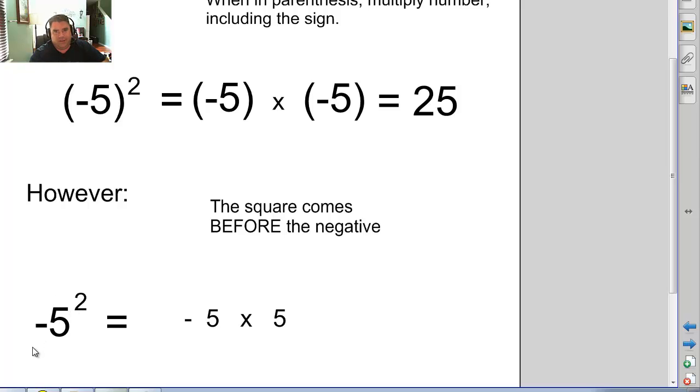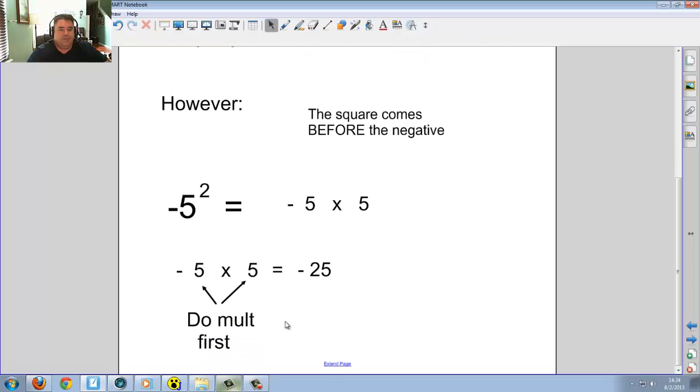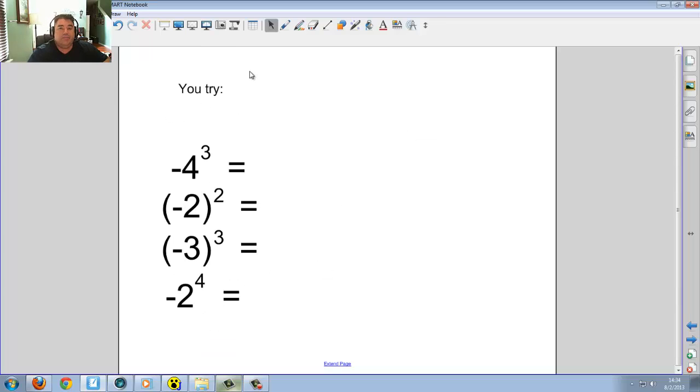Then the negative gets to take a turn. So you have to take 5 times 5, which makes 25, and the negative waits and turns into a negative. You have to do the multiply first. So in a case where you have an exponent or a negative, the exponent goes first, part of the order of operations. So you try. Go ahead and pause me this time. Go ahead and pause. Let's see how you did.